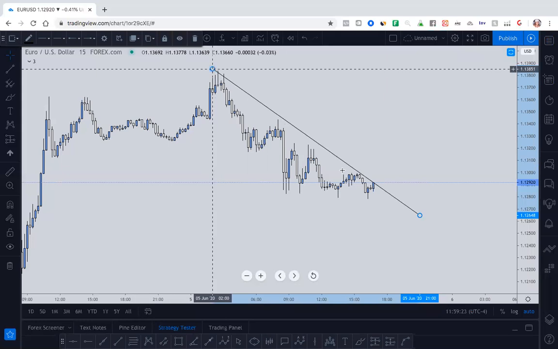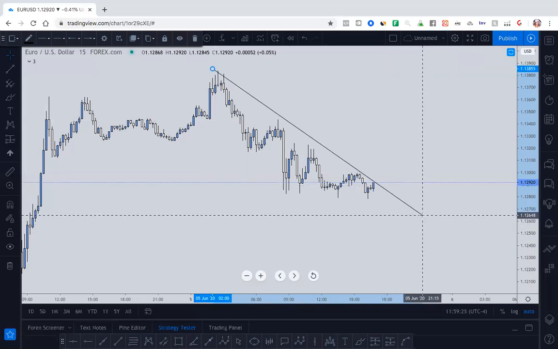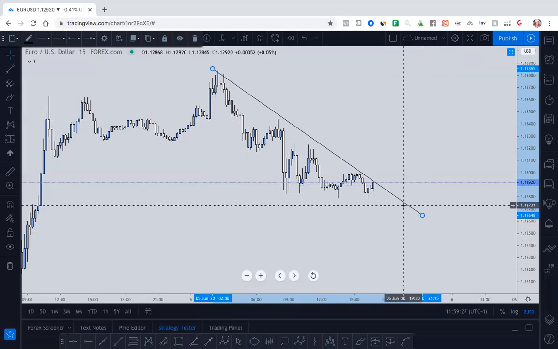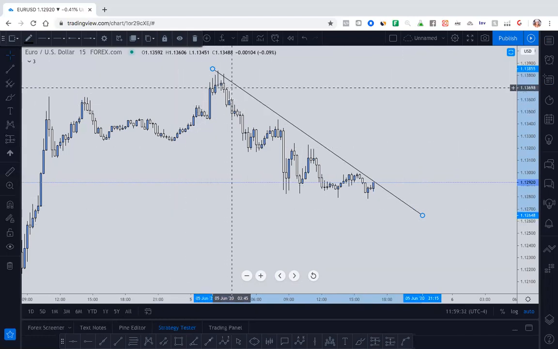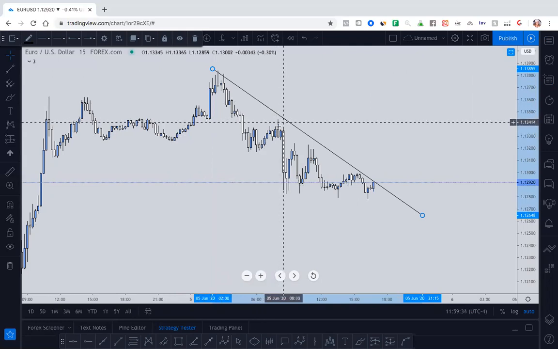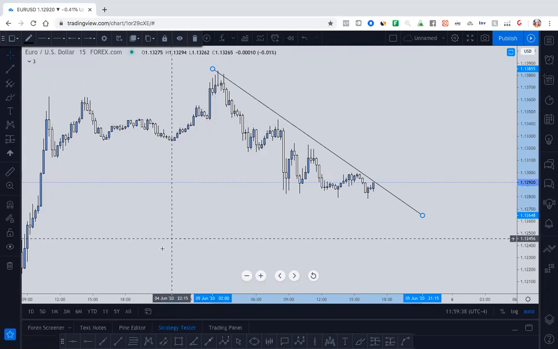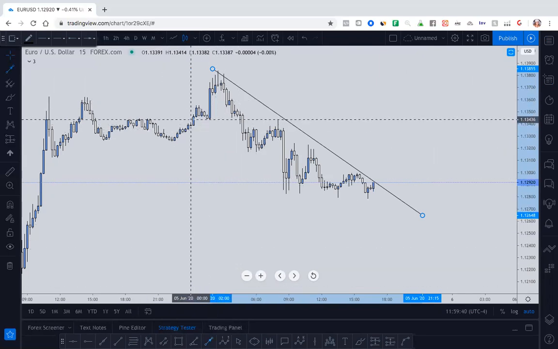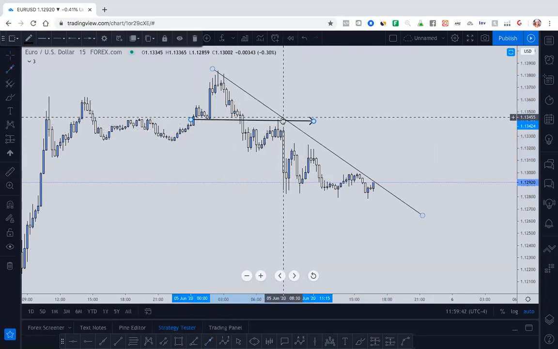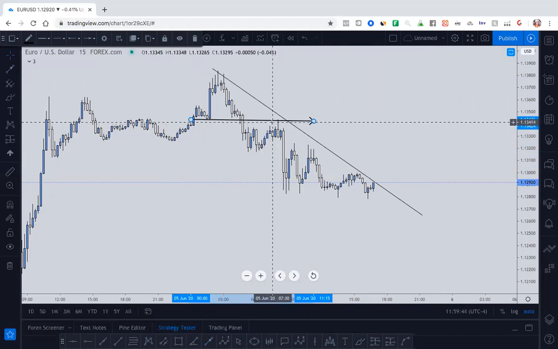Okay, so what we're looking for is basically for it to respect that trend line like you learned in the previous video. Now we want to get in when we see that there's rejection at this trend line or previous structure, as you can see right here. So we have our structure for confirmation and we also have the trend line. So the goal is to get in around here.